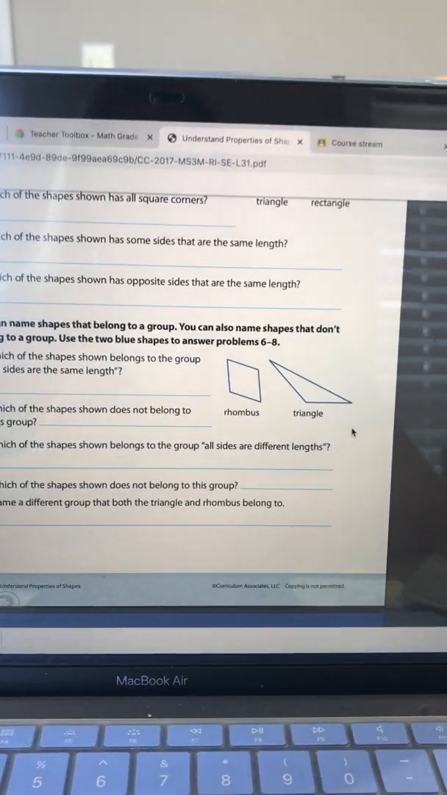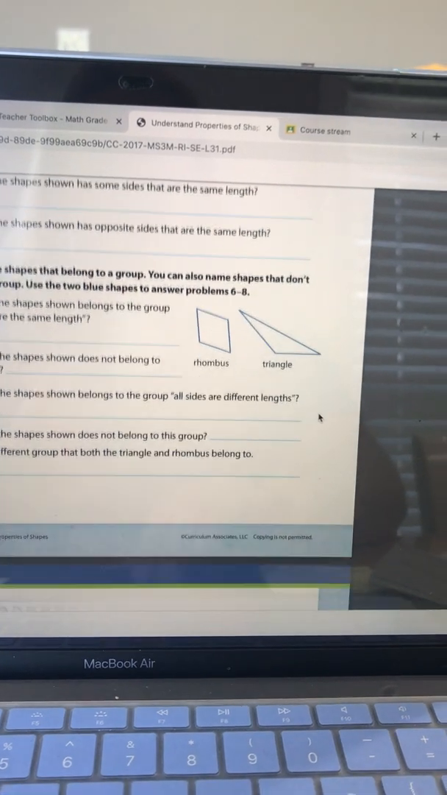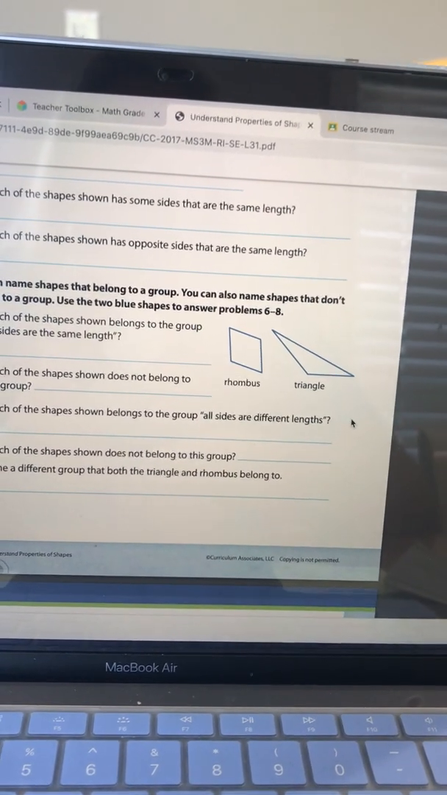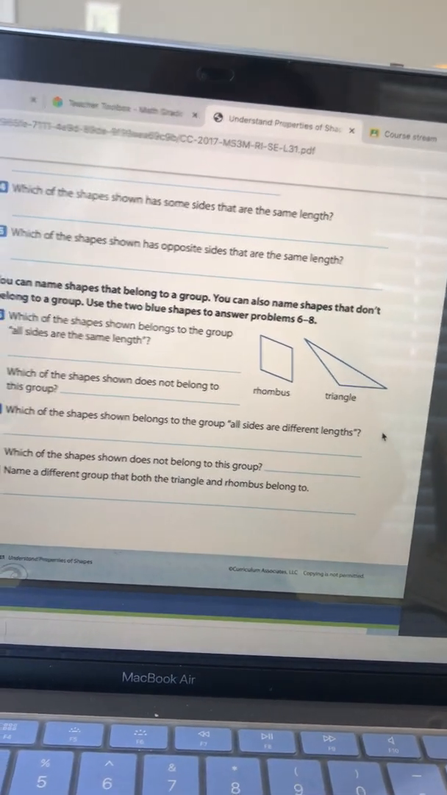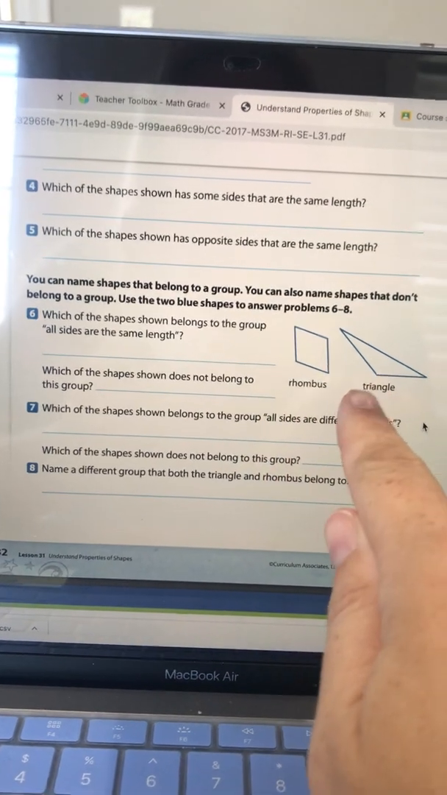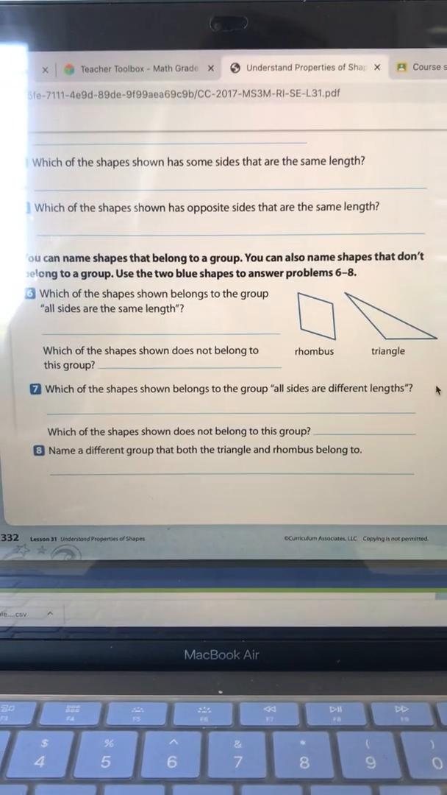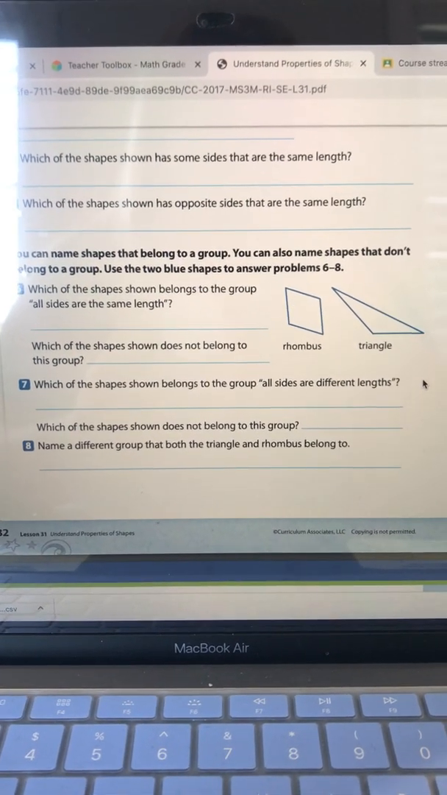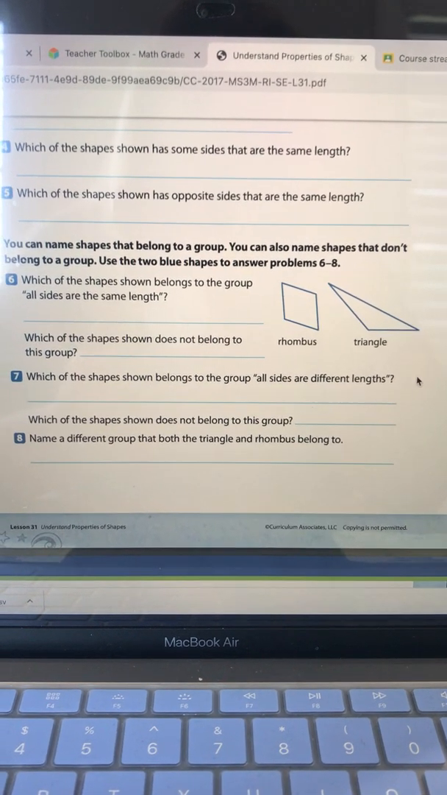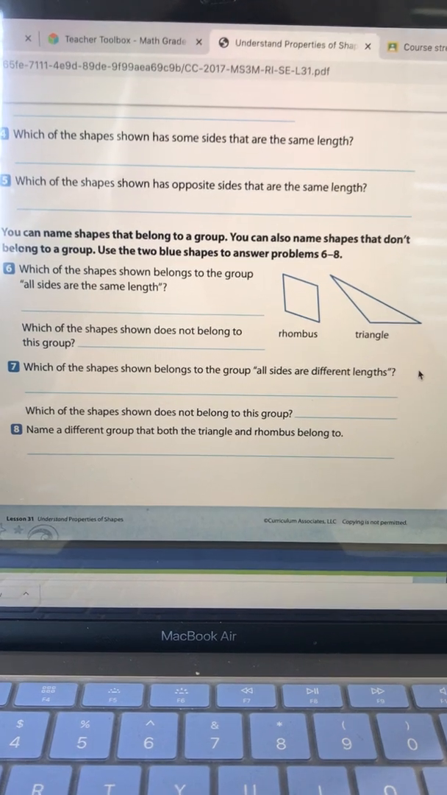You can name shapes that belong to a group. You can also name shapes that don't belong to the group. Use the 2 blue shapes to answer problems 6 through 8. Number 6. So we have a rhombus, that word is rhombus, and another triangle, but it's a different triangle this time. Number 6 says, which of the shapes shown belongs to the group all sides are the same length?